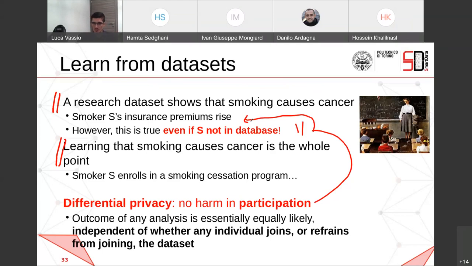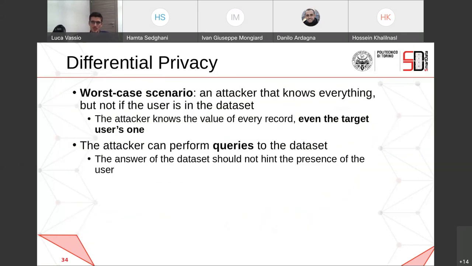So, posing no harm in participation, the outcome of any analysis is essentially equally likely, independent of whether an individual takes part or not in the survey, in the database. And differential privacy is able to give mathematical properties because it assumes the worst case scenario. What is the worst case scenario? That an attacker knows everything about all the people, let's say, in the world. The only thing he doesn't know is whether one user is or isn't in the dataset. And how can the attacker interact with that set? He can perform queries. And then the answers to these queries should not hint at the presence of the user.